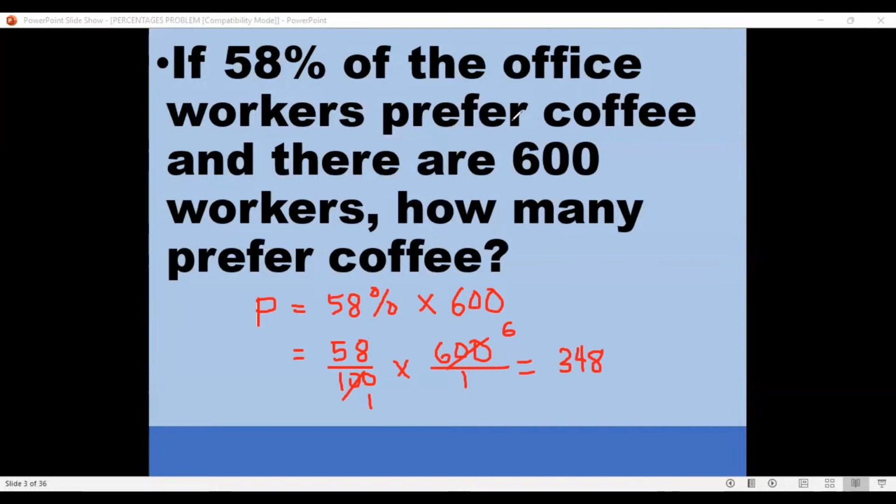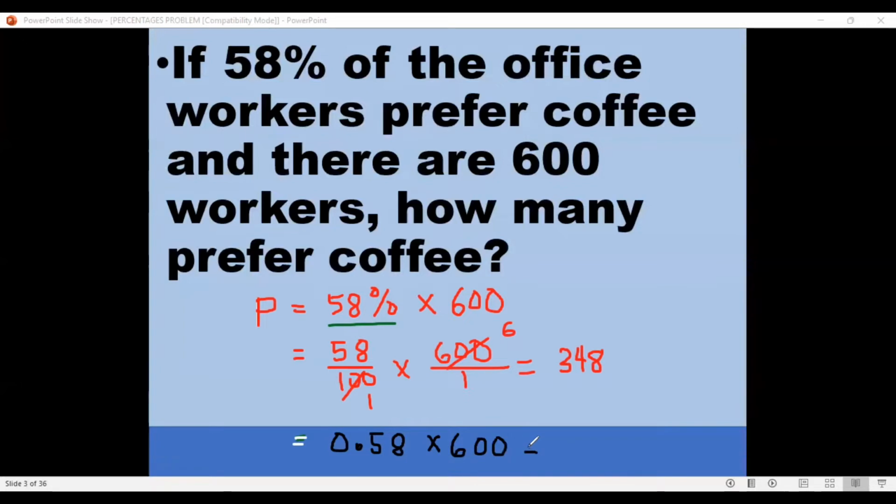Now the other method that you can also use is the division or the multiplication. So instead of having the 58% changed into the fraction, it's also possible that we change that into 0.58, because 58% has the equivalent of 0.58 in decimal. So 0.58 multiplied by 600. This is another way of doing it.